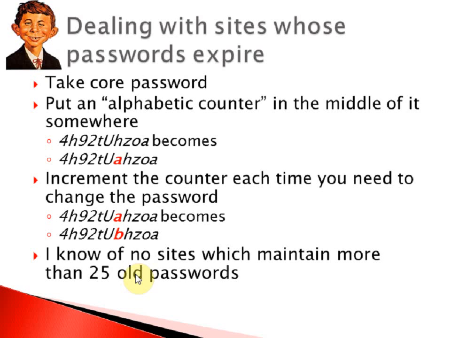So, A Hitchhiker's Guide to the Universe, if I worked at gmail.com, would be A Hitchhiker's Guide to the Universe, my padding mechanism, and then I'm going to insert somewhere in there, maybe right between my core password and my padding mechanism, the letter A. Every time my password expires, I'm going to increment that counter so that that A then becomes the letter B. And then after that, it'll become the letter C, etc.